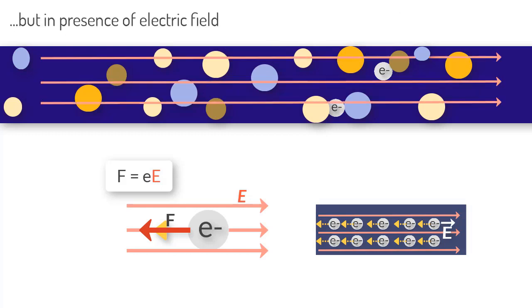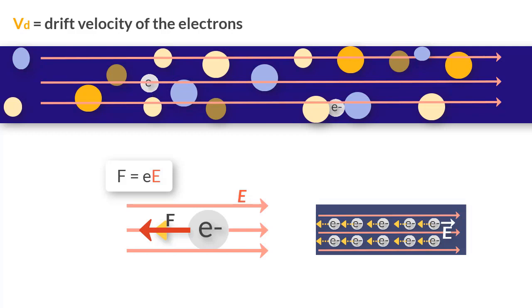So what happens is that the random collision of the electrons combined with the force they experience due to the electric field makes them drift forward at a very slow pace, and this drift has a certain velocity and we call it the drift velocity of the electrons, and this collective forward motion of electrons is what we call current.